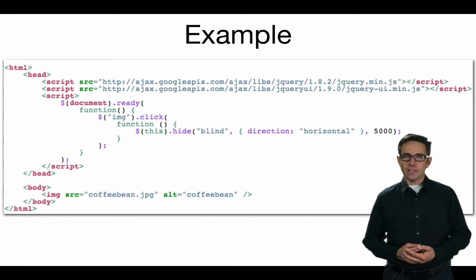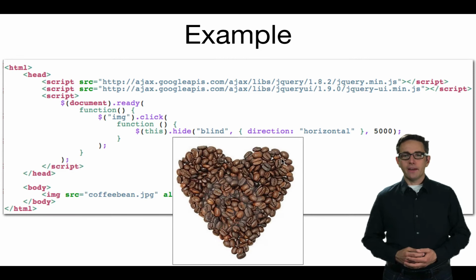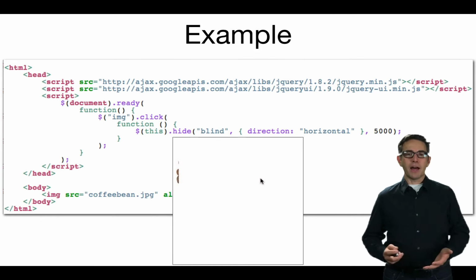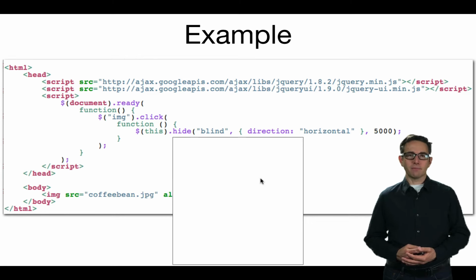And what this is going to do is anytime I click on an image, it's going to cause the image to hide, but it's going to use an animation called blind in order to do that. So let's take a look at what that would look like. Here's an example of the heart coffee bean, and when I click on it, you can see that jQuery does a blind fade, and horizontal is the direction, and then 5,000 milliseconds is how long it takes.